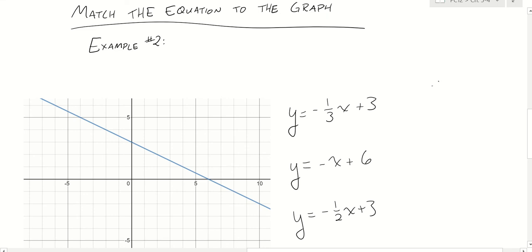Okay, here we go. Second example on matching an equation to a graph. So here we have another graph. Here we have three equations. Which one of these three equations matches to this particular graph? So let's take a look.